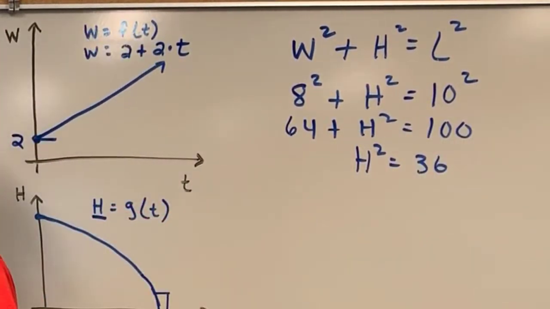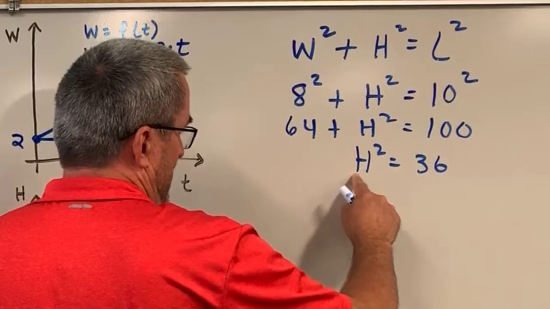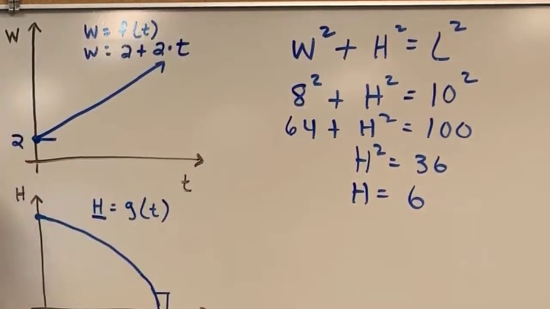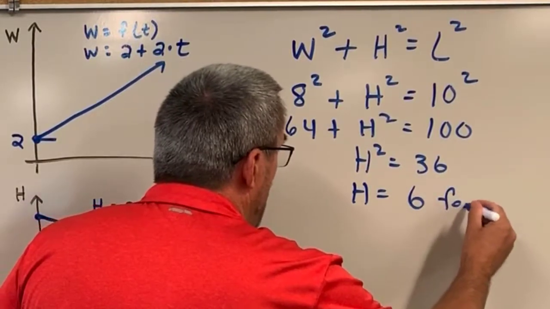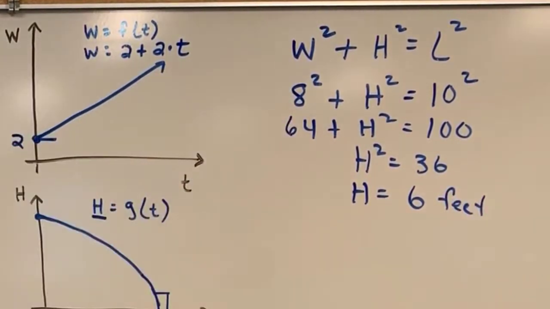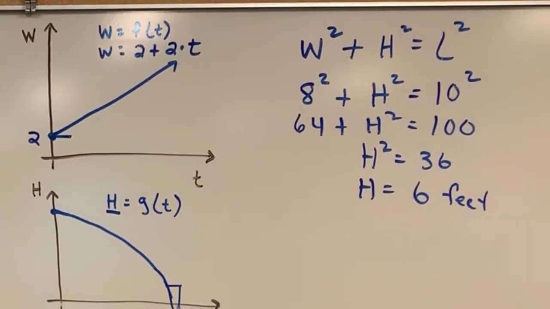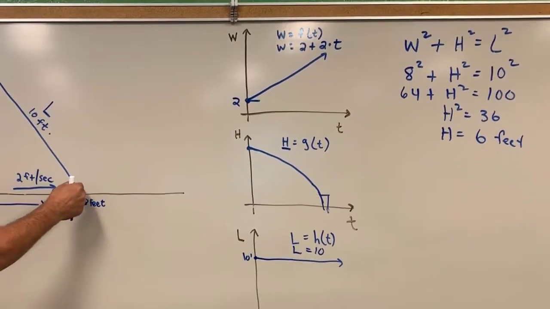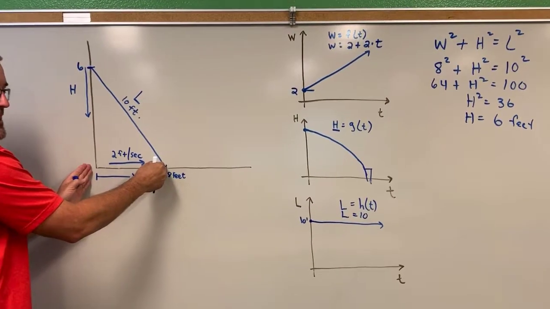And then what quantity squared would give you 36? Well, 6. So we know that at the moment in time that we're interested in, the height of the ladder is 6 feet above the ground. Let me mark it here. When the distance from the wall is 8 feet.